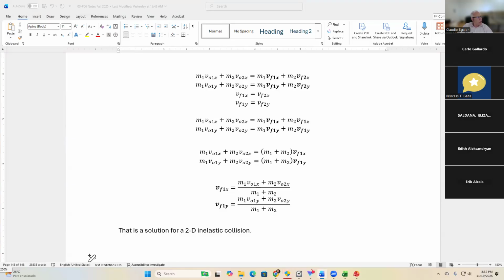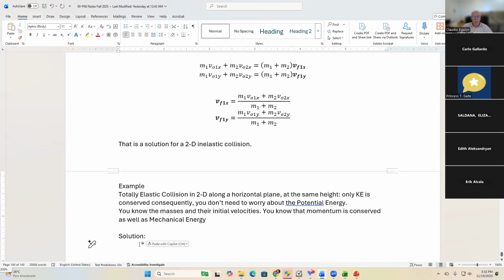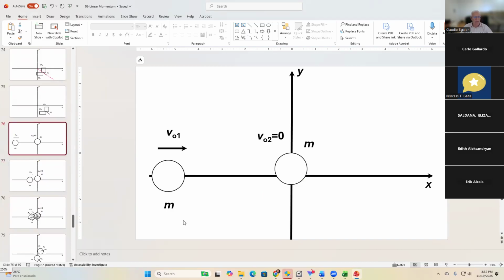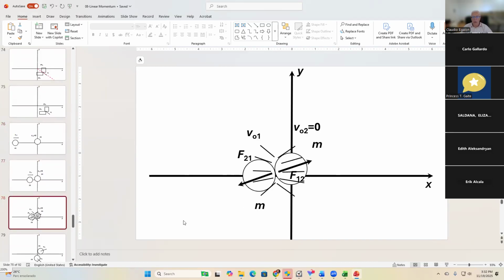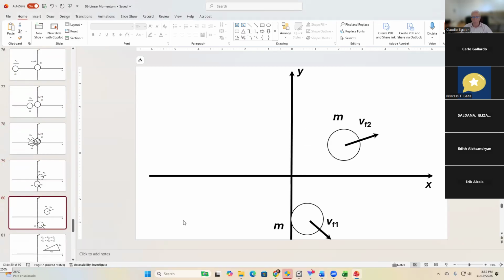Now we're going to do another problem, which is a very nice, very intuitive one. Totally elastic collision in 2D. And I have illustrated that right in here. That's inelastic, and that's the elastic, right? Glancing collision. Glancing collision. Right? The takeoff.